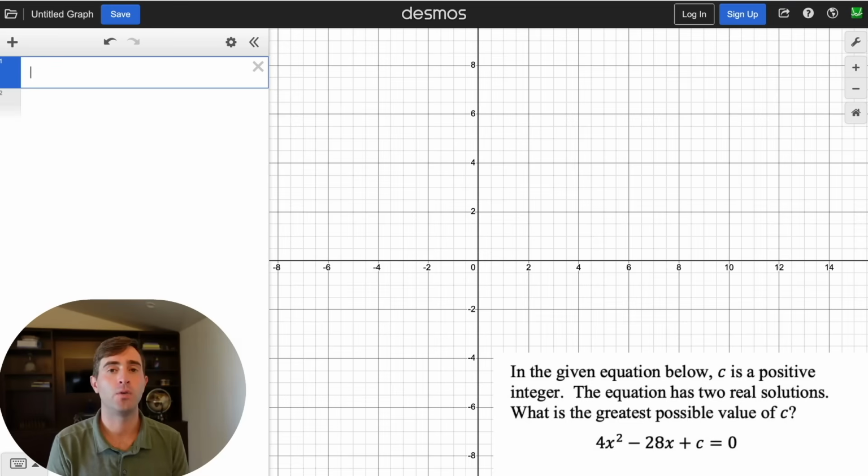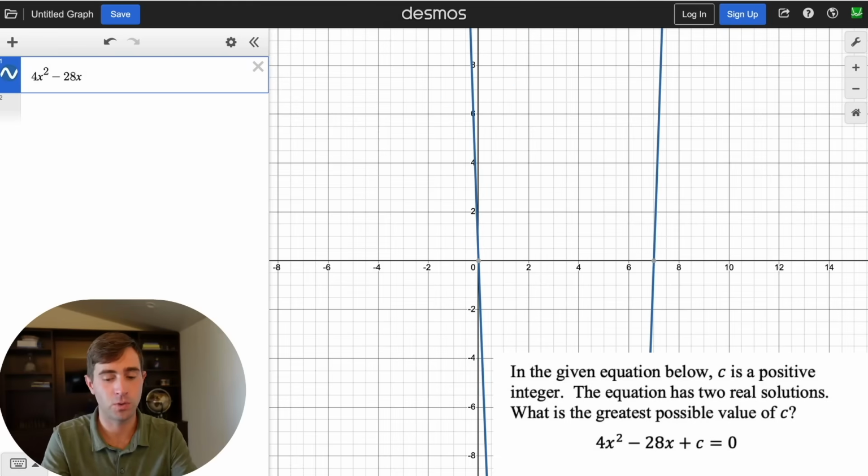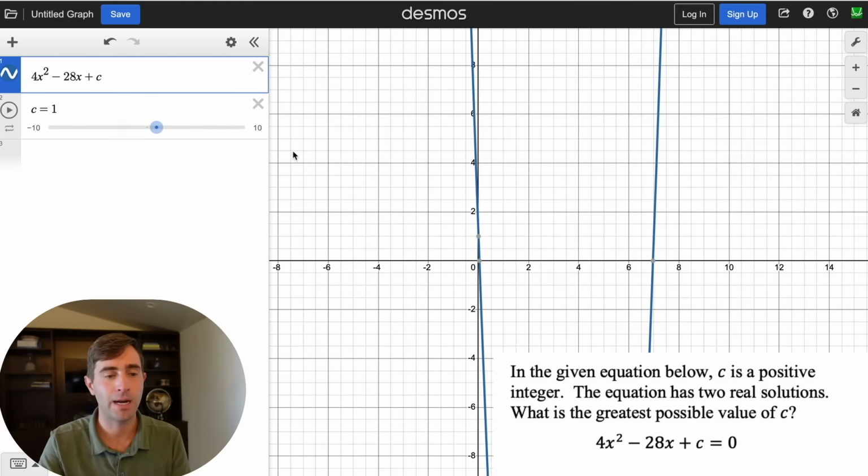So here, when we're asking what's the greatest possible value of c, and we need to have two solutions, we need to see two x-intercepts. So we can work through it with a slider with that understanding. We can do our 4x squared minus 28x plus c. So now we're going to add a slider.